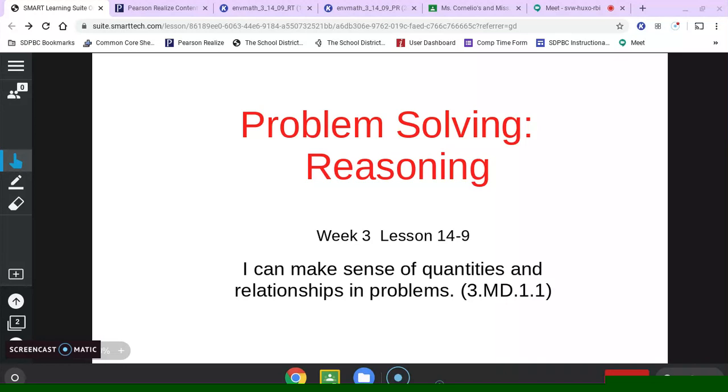Girls, today our lesson is problem solving, and we're working on reasoning. A reason is why. Why are we doing this? What were the steps to get there? What do I need to accomplish? Where do I want to start? Where do I want to end? Those are the kind of questions you need to think about when we are working on reasoning.